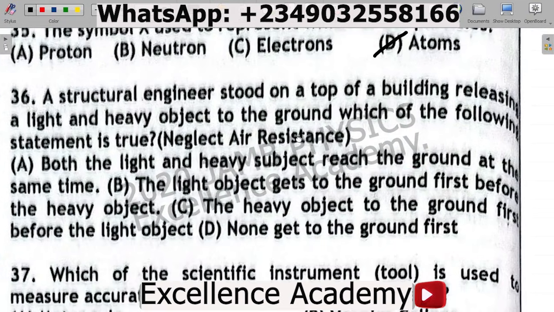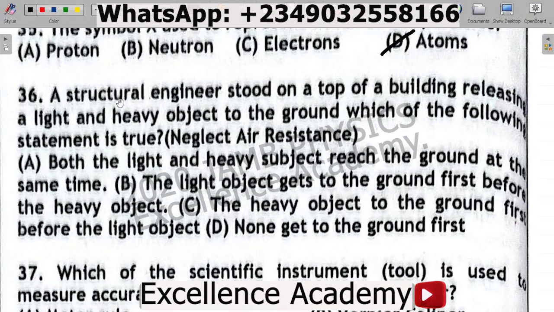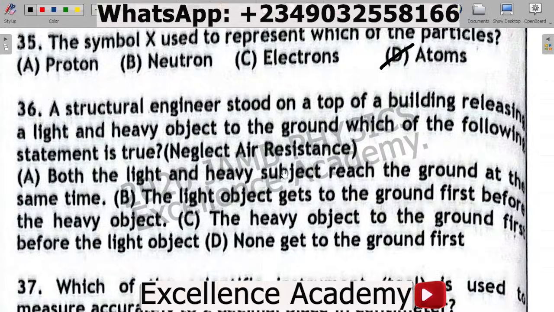Question number 36. 36 says, a structural engineer stood on top of a building releasing a light and a heavy object to the ground. Which of the following statements is true? They said neglect air resistance. A, both the light and heavy objects reach the ground at the same time. B, the light object gets to the ground first before the heavy object. C, the heavy object gets to the ground first before the light object. D, none get to the ground first. So what's the answer to this question?